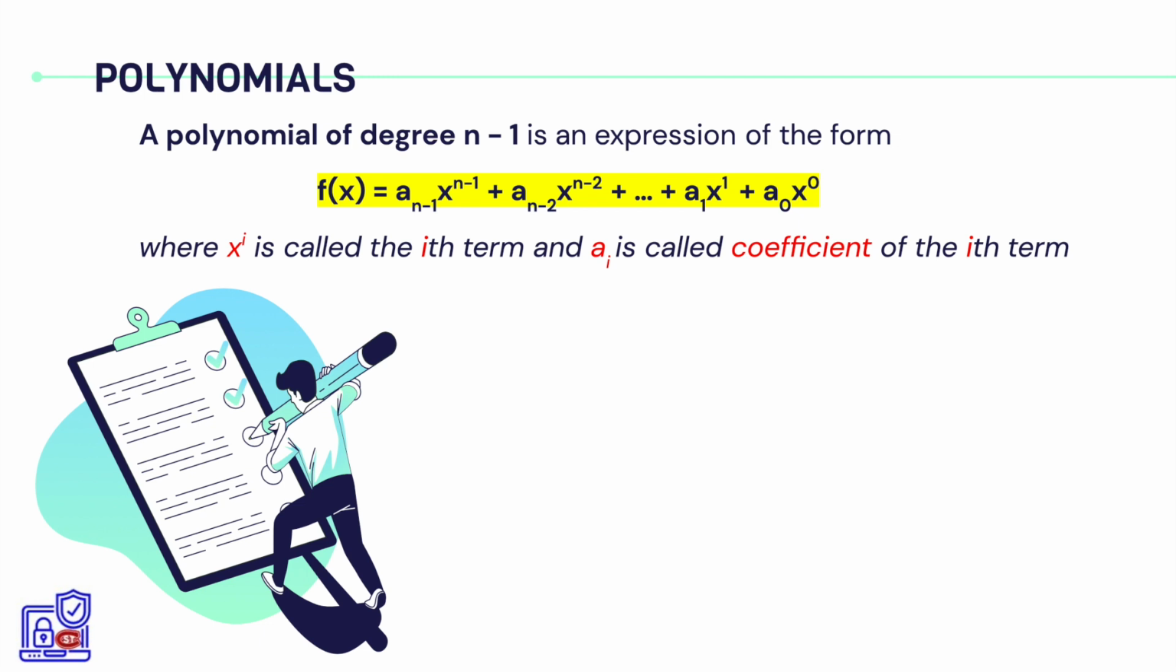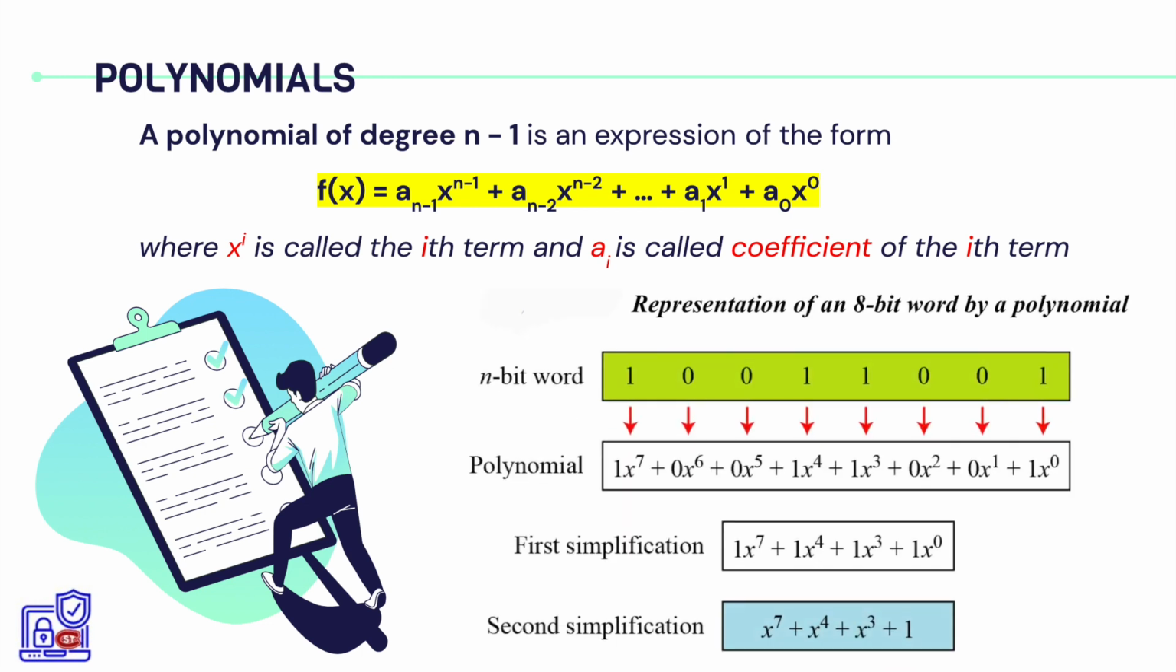A polynomial of degree n-1 is an expression of the form, where x^i is called the term and a_i is called the coefficient of the term. An 8-bit word can be represented by a polynomial. The n-bit word, for example 1001111001, is represented as a polynomial as x^7 + x^4 + x^3 + 1. This can be calculated by using the above f(x) expression.